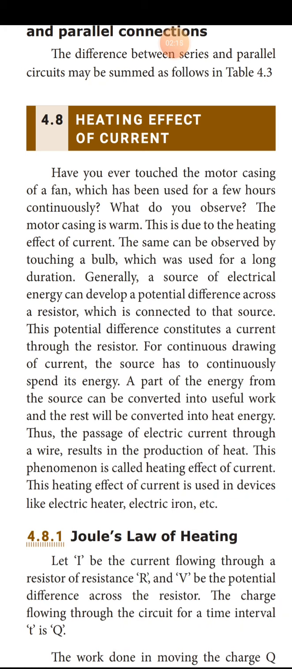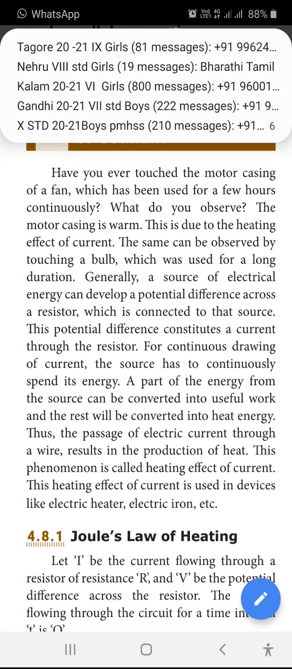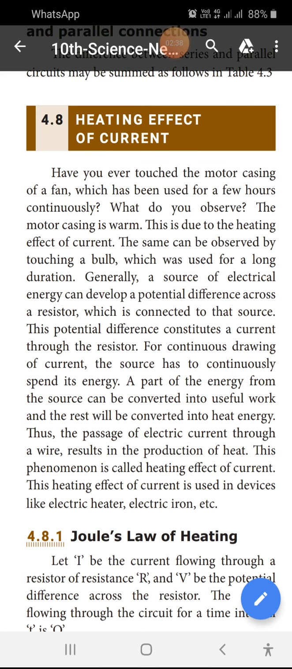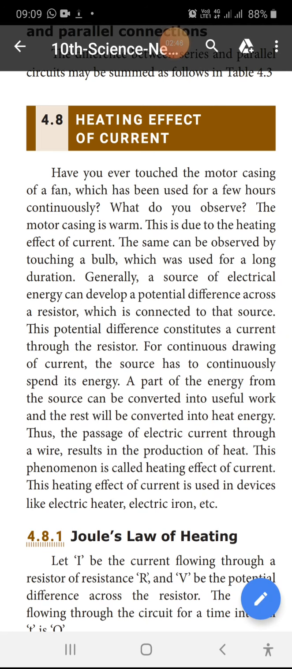So three primary things make the electrical equipment heat, and we are going to see how heat is produced using electric current. The flow of current makes the equipment heat, along with the resistance of that equipment and how long we are using the equipment. So H is directly proportional to I, R and T. This is your heating effect of electric current.